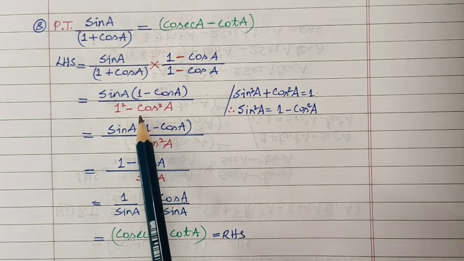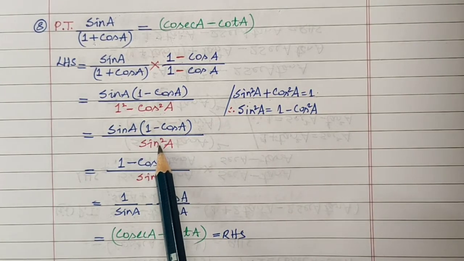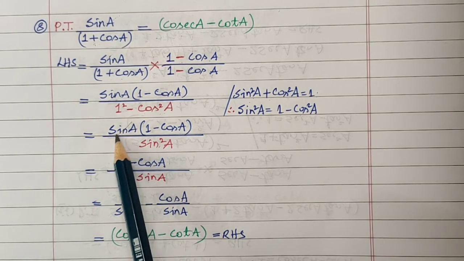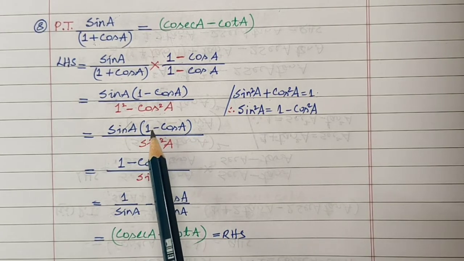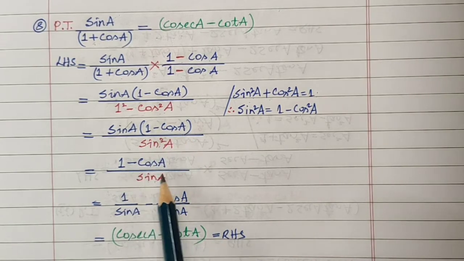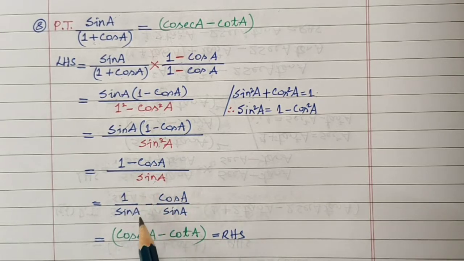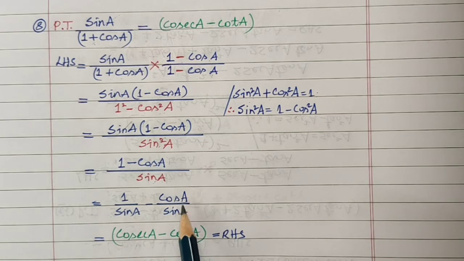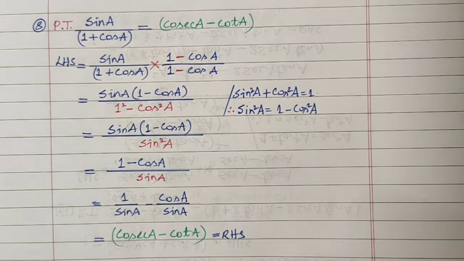We are replacing 1 minus cos square a with sin square a. So one sin a and one sin a here get cancelled, we are left with 1 minus cos a divided by sin a. So use this sin a for both 1 and minus cos a. So divide 1 by sin a and cos a by sin a: 1 divided by sin a minus cos a divided by sin a. So 1 by sin a is cosecant a and cos a by sin a is equal to cot a, which is equal to RHS.